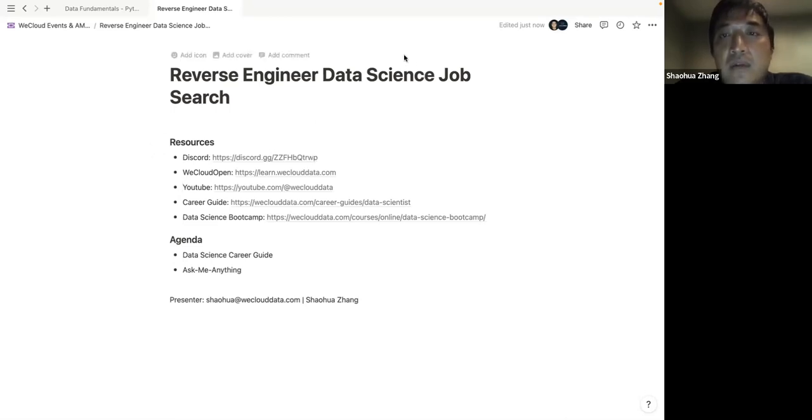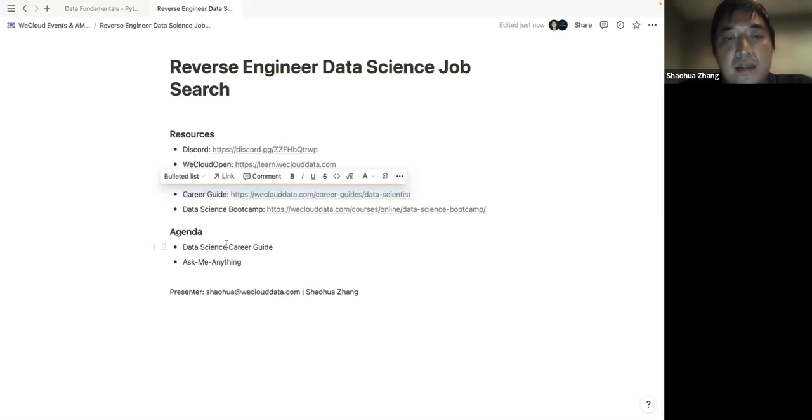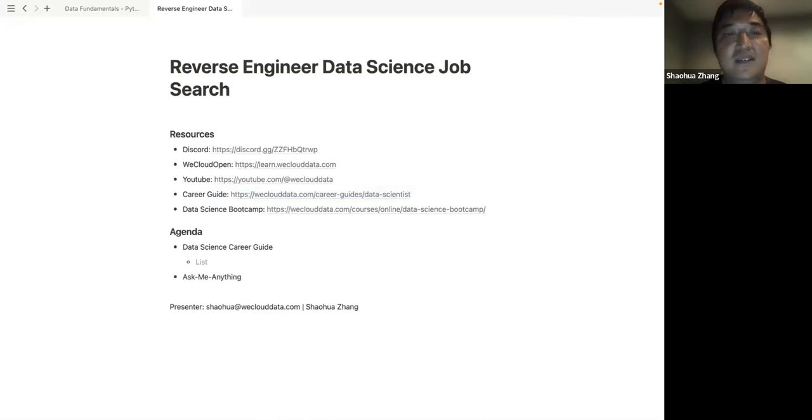I'm going to talk about the career guide. We do have a data science career guide, and we'll go through that today. This is what I would like to do: let's reverse engineer the data science job search.